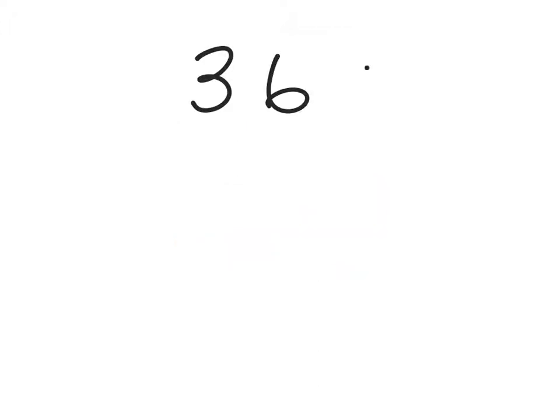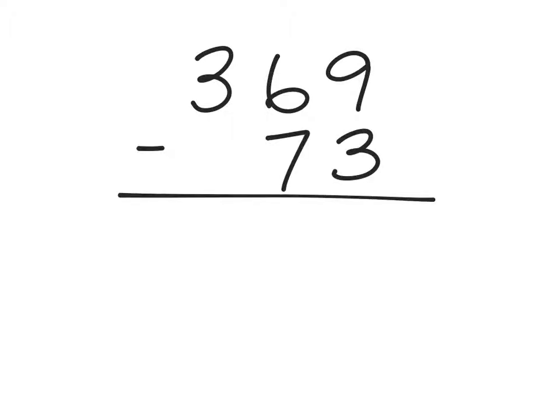Regrouping also needs to happen sometimes when we're subtracting. For example, what happens if I'm subtracting 369 minus 73? Well, we know we begin with the smallest place value, the ones. And I have 9 ones, take away 3 ones. And I understand that that means I have 6 ones. 9 take away 3 leaves me with 6. I move to the tens place value.